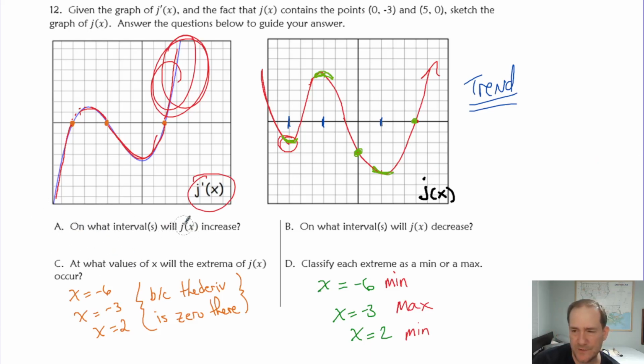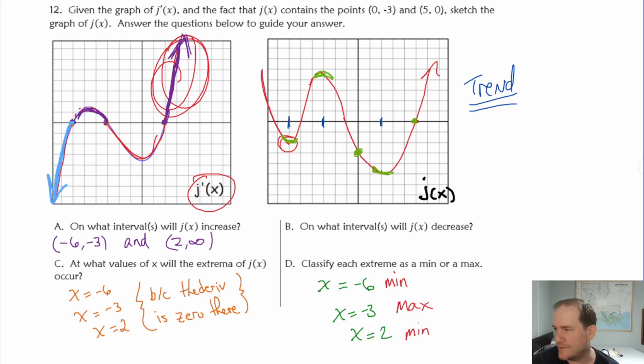And so finally, just to use the last bit now, I kind of talked about it already, but on what intervals will the function increase? Well, j of x will increase whenever the derivative is positive, and it's positive between these two values because it's above the x-axis. So we're definitely increasing on the interval from -6 to -3. And we also increase on this second interval where the derivative is positive, which is from 2 to infinity. Now, if you're looking for where the original function decreases, then you look for where the derivative is negative. Negative means you're below the x-axis. So -infinity up to -6 seems to do the trick.